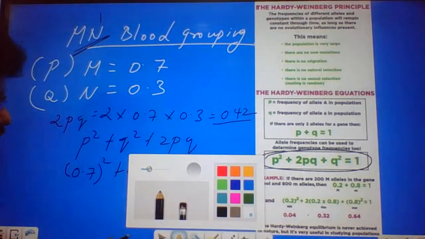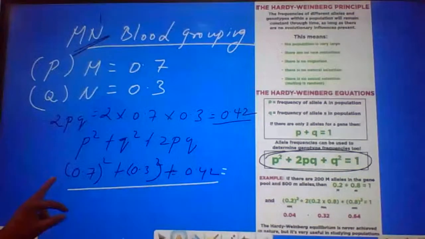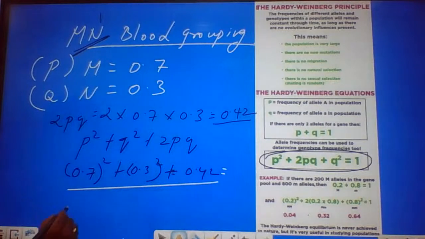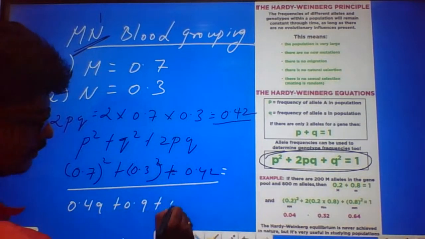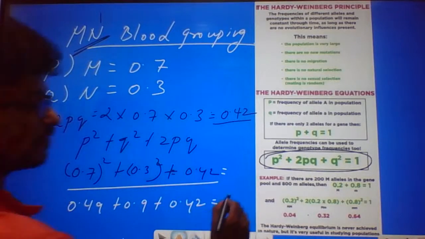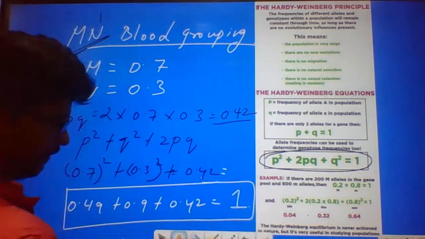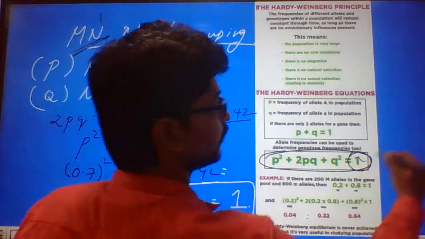0.42. So if you sum up everything, can I get the value for this one? So 0.7 square, 0.3 square, and 0.42. This gives 0.49 plus 0.09 plus 0.42. So what will be the value now? This gives the value of 1 approximately. So here the value comes, p square plus q square plus 2pq is equal to 1.